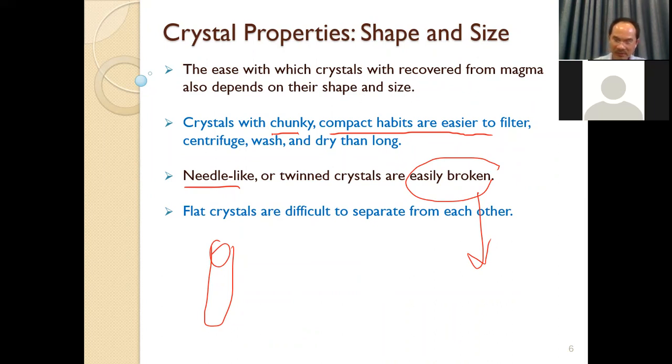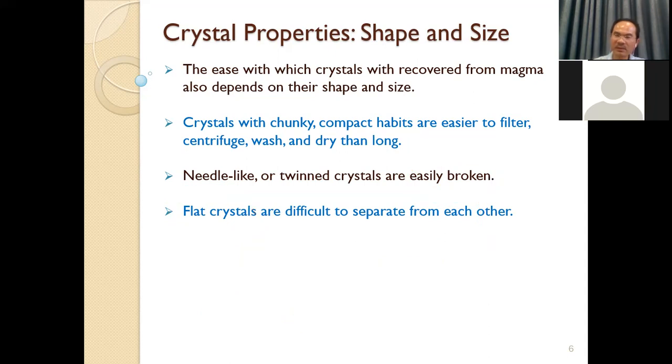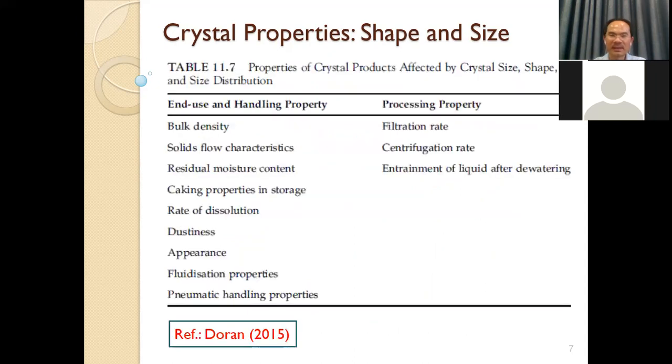For pressed crystals, it's difficult to separate. A pressed crystal is maybe like this. It's difficult to separate pressed crystals. So the shape and size are very important for the process of separating the crystal from the magma.